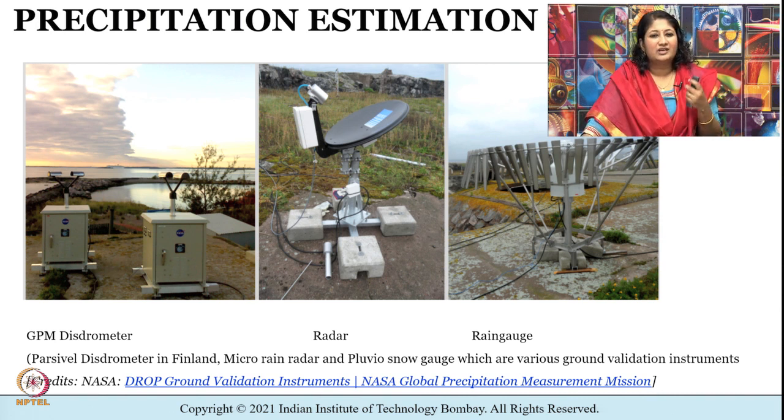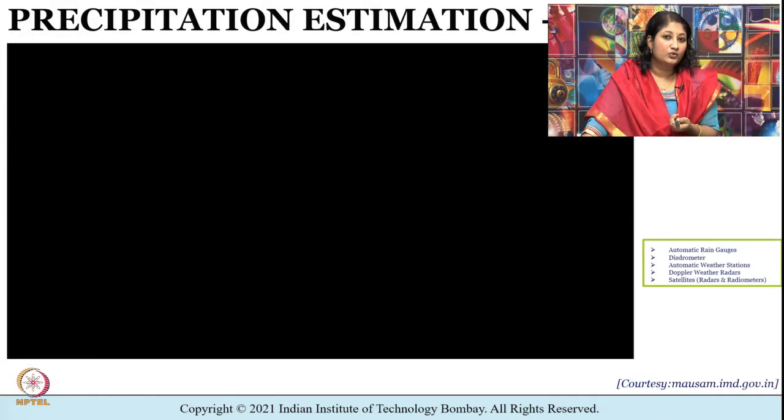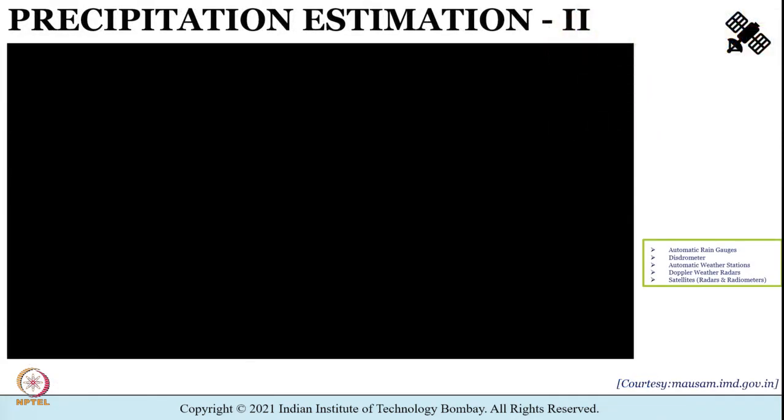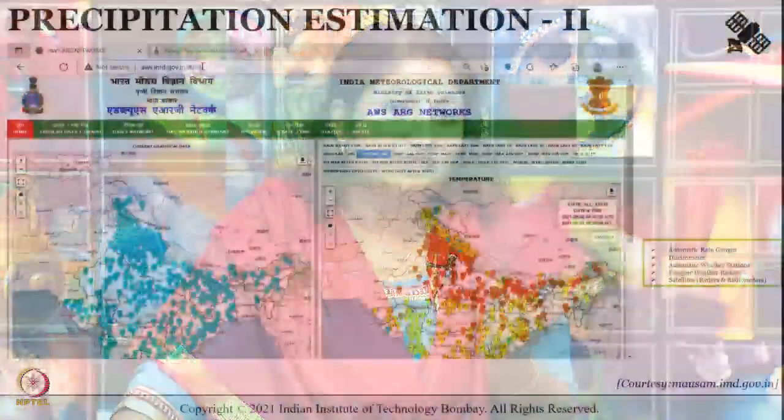Okay? Now coming on to the automatic weather station, that is the AWS, that is another means, which is an integrated system of components that help us to measure weather parameters like temperature, wind speed, wind direction, solar radiation, precipitation, etc. So with this background, let me share a walkthrough of India's network of automatic weather stations, that is AWS, which was established to strengthen the surface observation network.